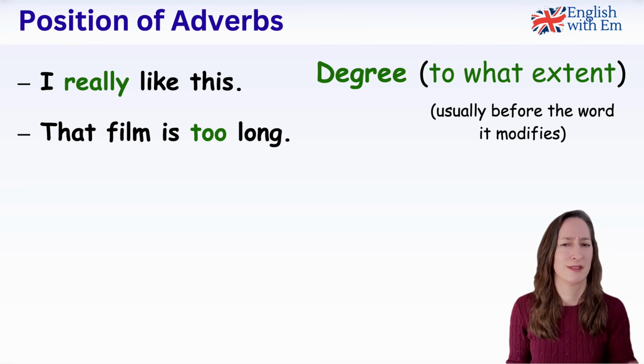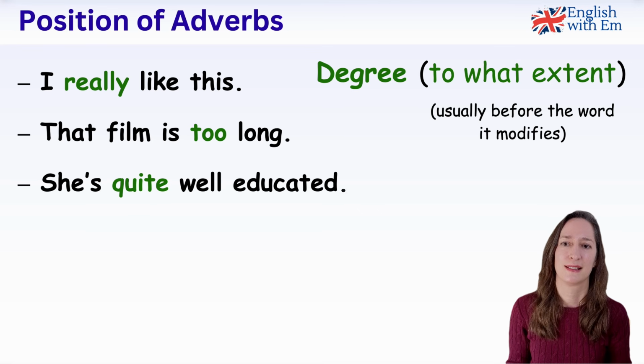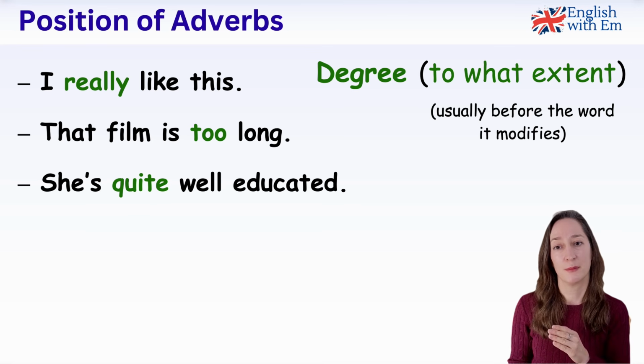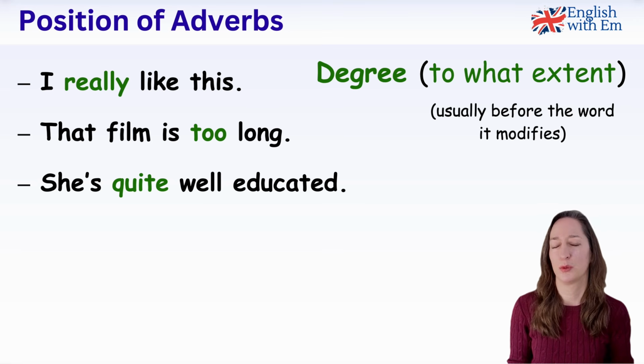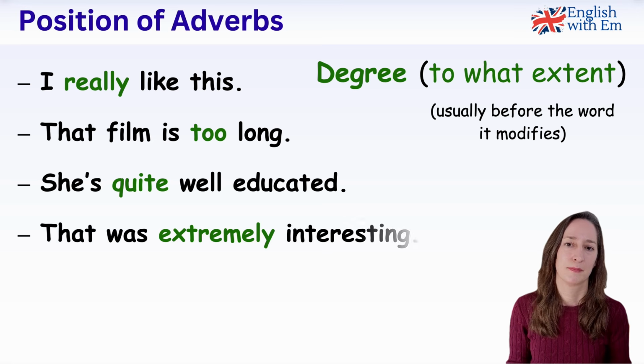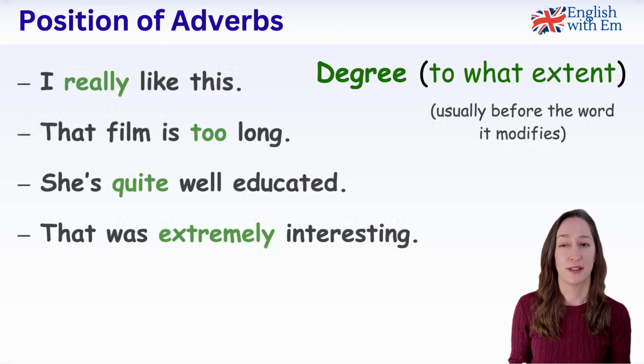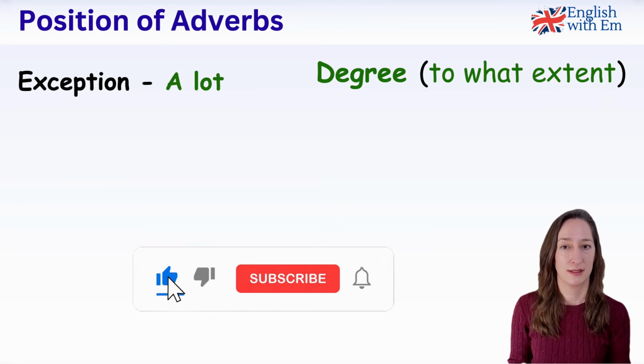How long? Too long. She's quite well educated. So here, quite modifies the adverb well. It tells us how well educated she is, to what extent. That was extremely interesting. To what degree was that interesting? And here we're modifying the adjective. Extremely.